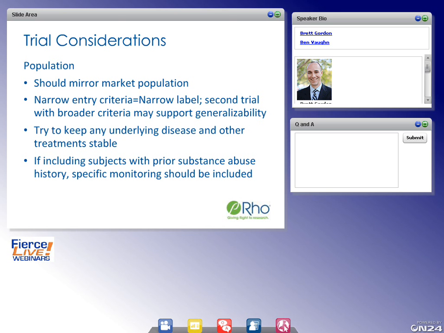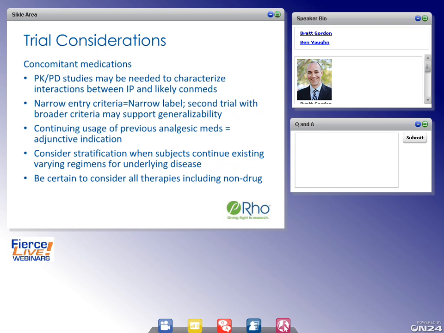You'll also want to take into account what you're doing with concomitant medications. PK or PD studies may be needed to characterize interactions between your investigational product and likely con meds that it would be taken with. If you allow continued use of other analgesic meds, other than rescue meds, of course, you may only be able to support an adjunct label.